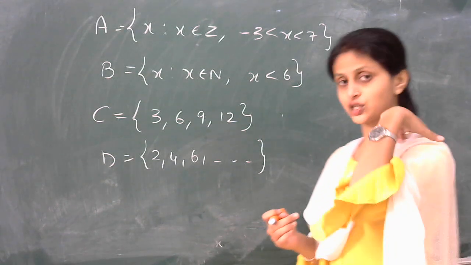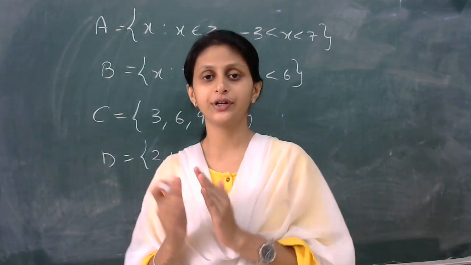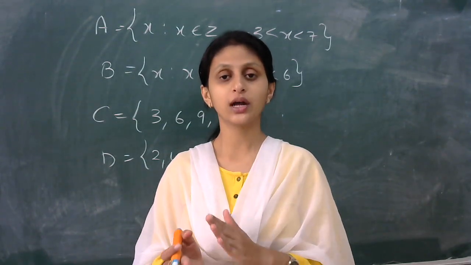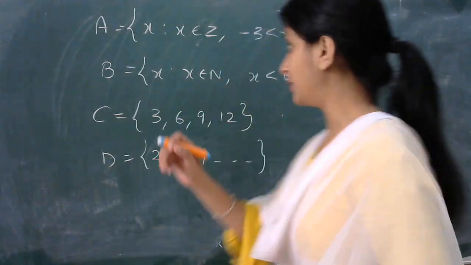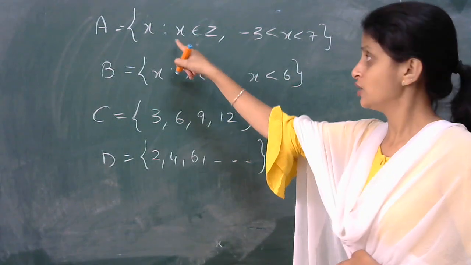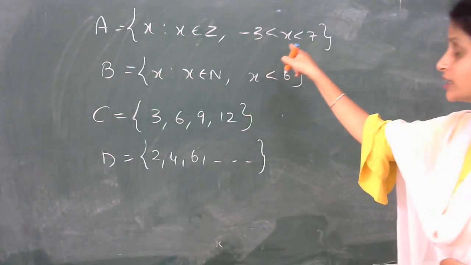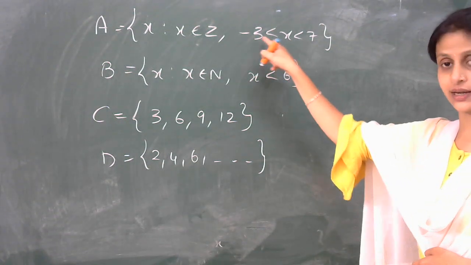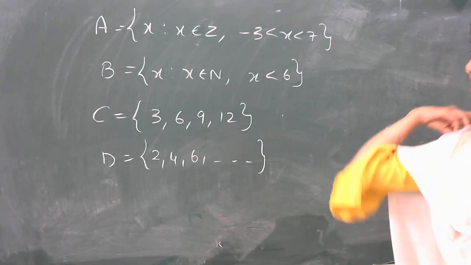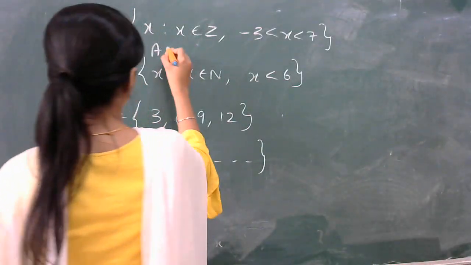Sometimes, students, they may give you the sets in roster form and ask you to write it in set builder form, or else they can give you the set in set builder form and ask you to convert it into roster form. For example, see here, if you take set A, what is given? It is in set builder form, right? So it is x such that x belongs to Z, meaning integers, and what is the condition? It should be strictly greater than -3 and strictly less than 7. If I ask you to write this in roster form, all the elements of the set should be listed. So how will you write this, students?